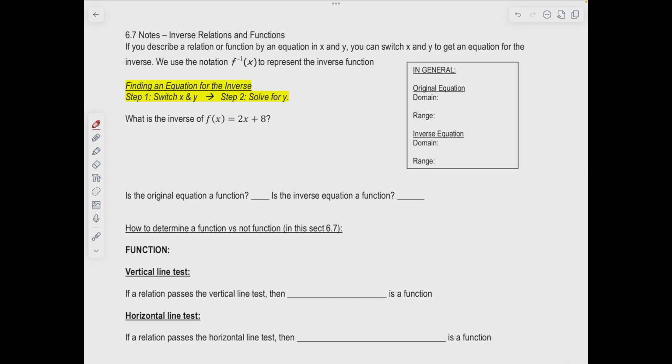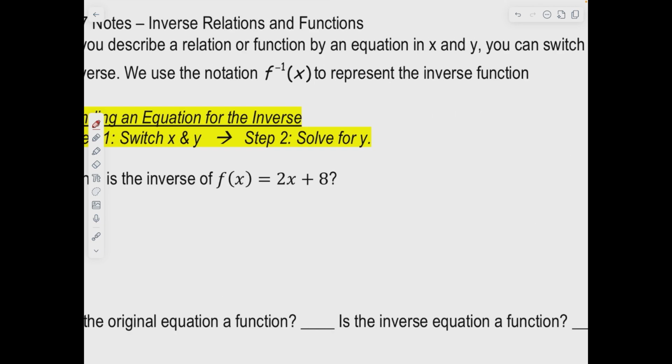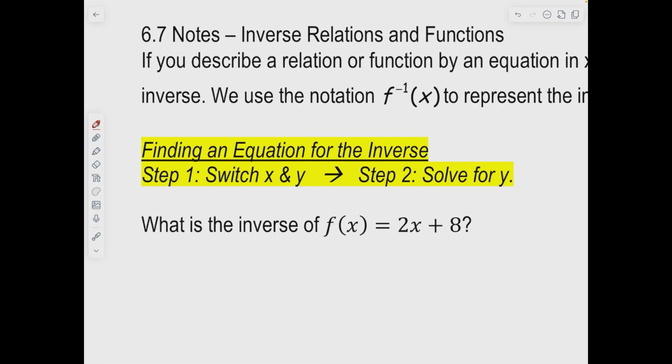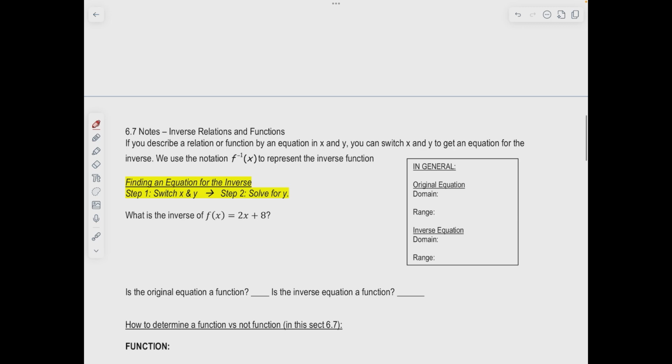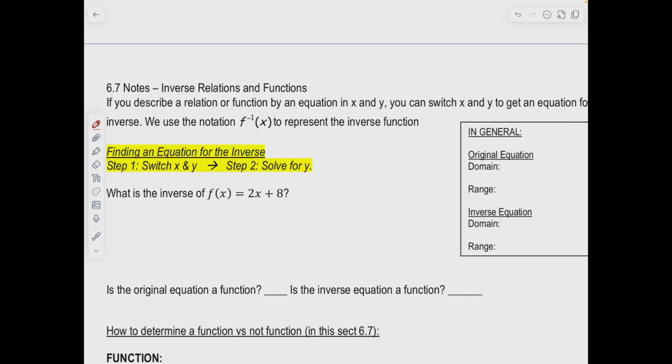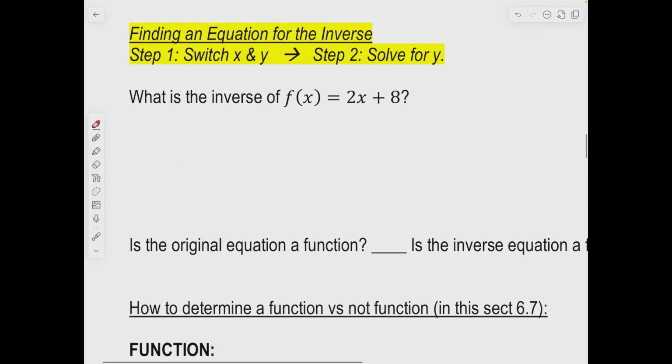If you describe a relation or function by an equation in x and y, you can switch x and y to get an equation for the inverse function. We use this notation: f to the negative 1 power of x, and that is our inverse notation. If I want to find the inverse, we're going to switch x and y and solve for y. One thing to keep in mind, f of x is the same thing as y. So this is the same thing as writing y equals 2x plus 8.